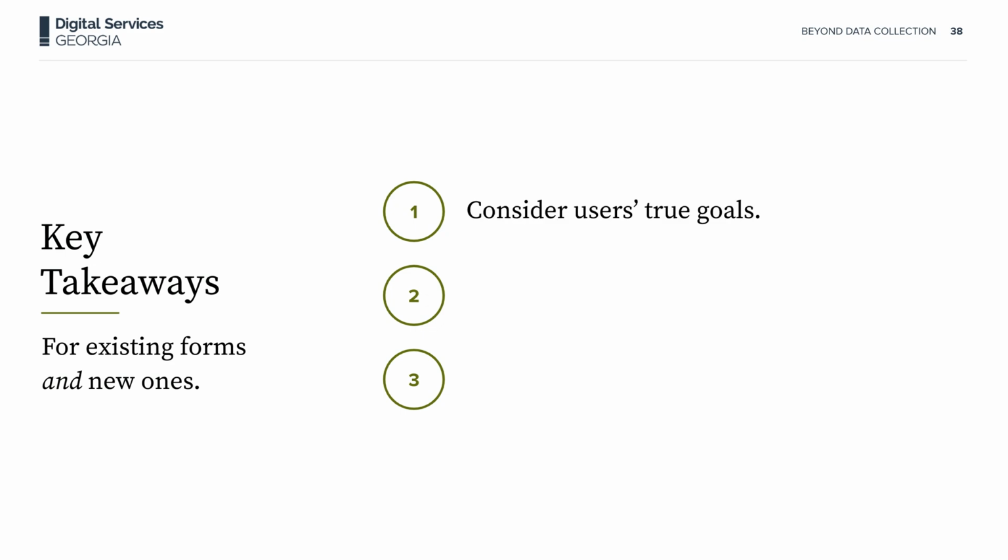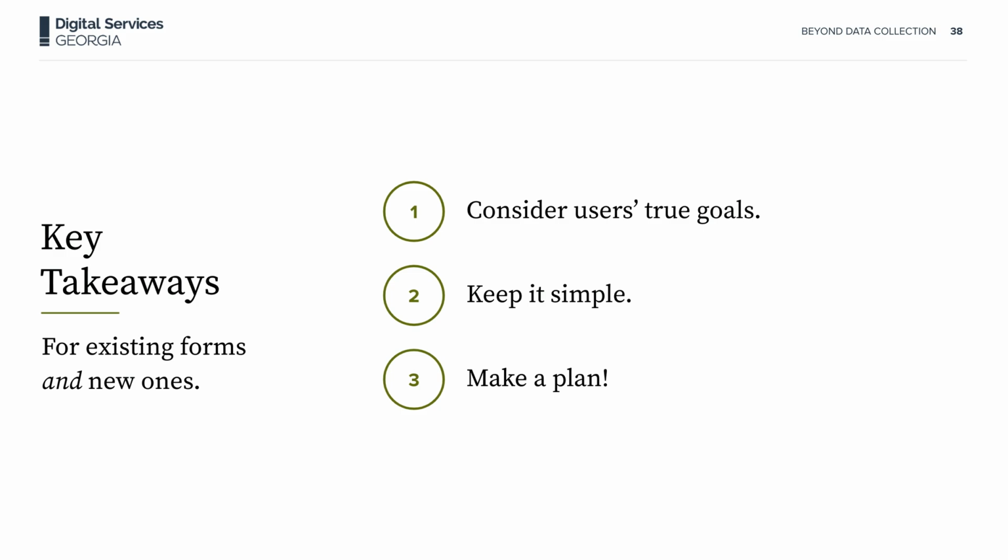So here are some key takeaways. Consider the user's true goals. They are not trying to contact you. That is not what they want. They want to get the information that they need in order to get their task done. Keep it simple. Question everything. Do you actually need that information, and do you need it now? And finally, make a plan.